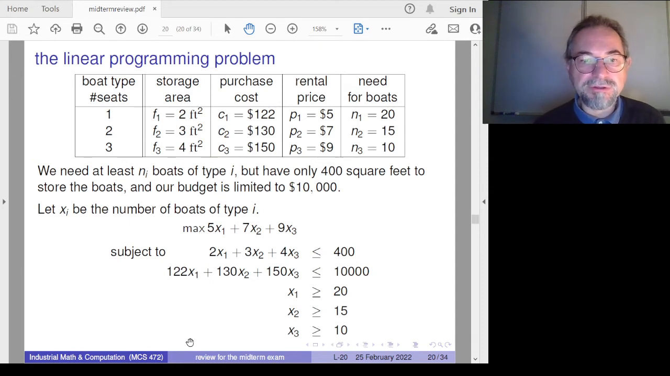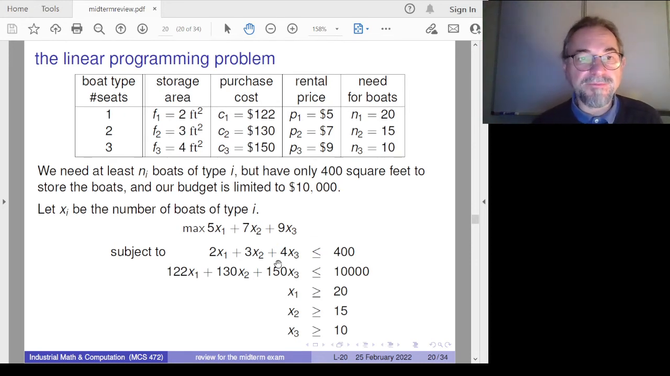So we have the storage constraints, for which we use the numbers from the storage area column. So 2 multiplied with the number of boats of type 1, 3 the number of boats of type 2, and 4 the number of boats of type 3. The left hand side of this first inequality determines the storage that will be occupied by our boats. It shouldn't be more than 400.